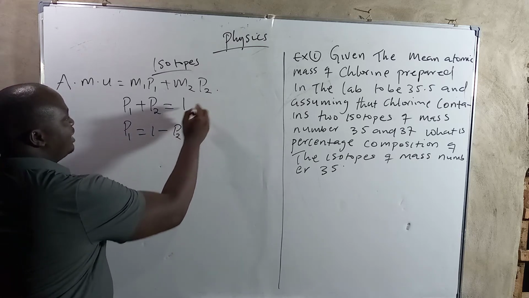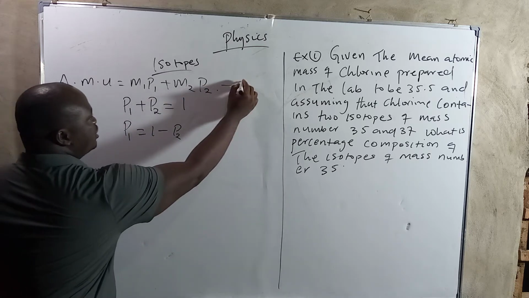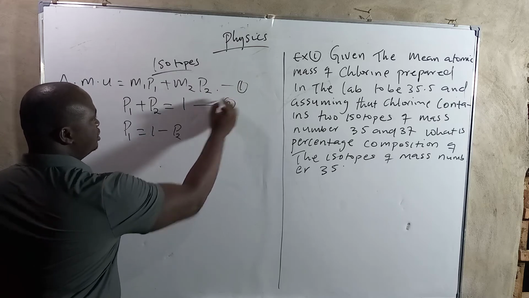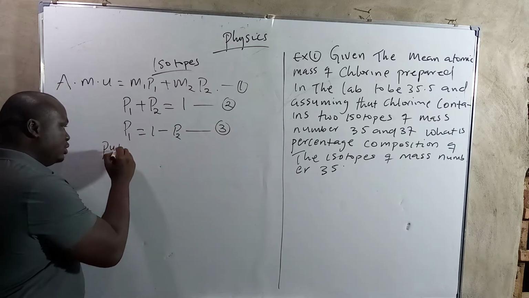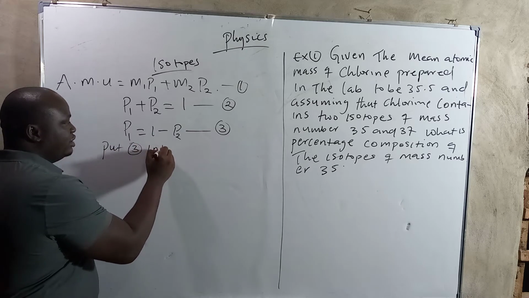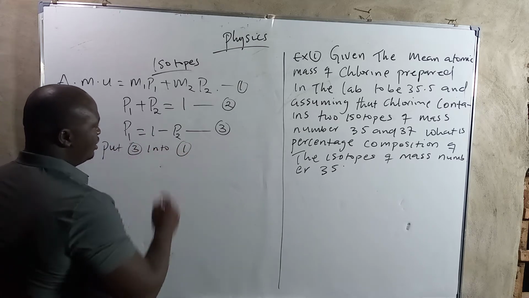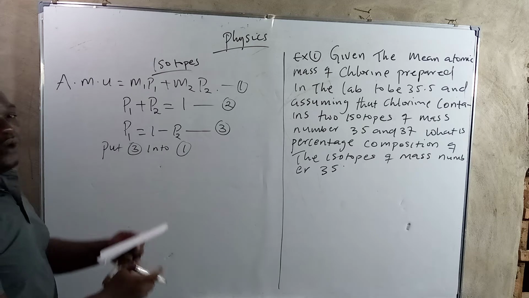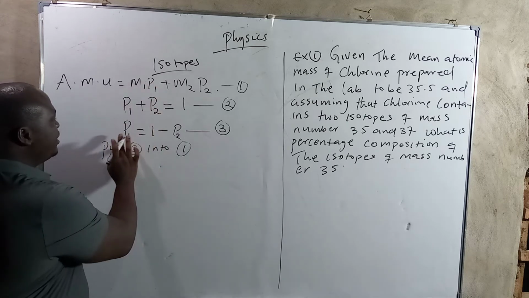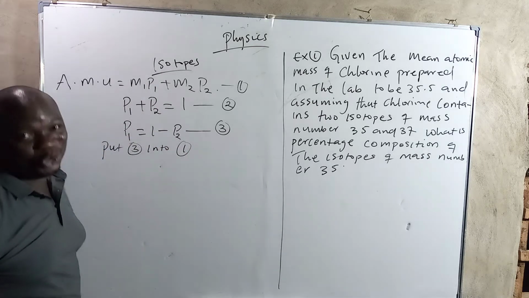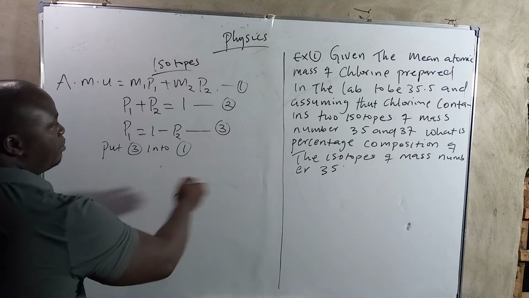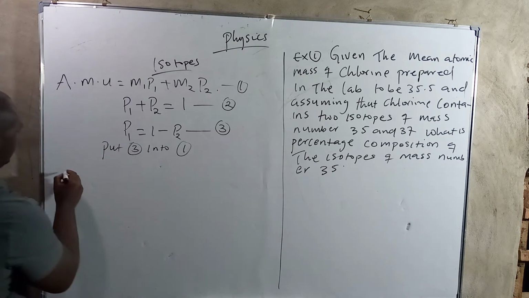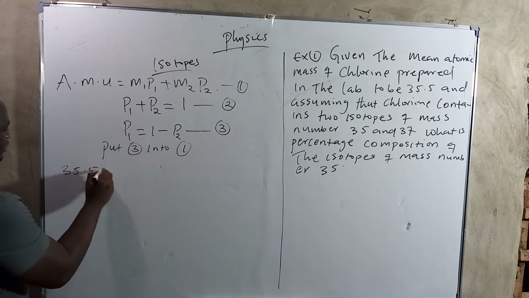let me call this equation 1, this equation 2, and this equation 3. Now look at what I want to do. I want to put equation 3 into equation 1. So in equation 1, wherever I see P1, I will replace it and put 1 minus P2. This is so easy. Now, the atomic mass unit from the question has already been given to be 35.5.